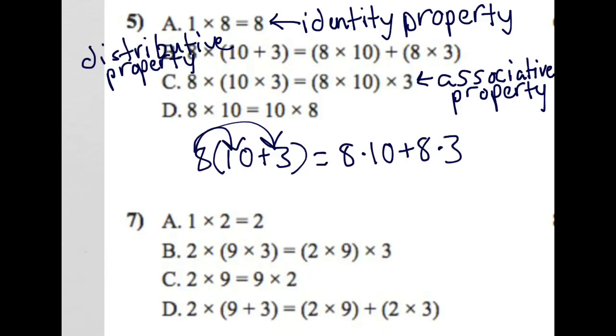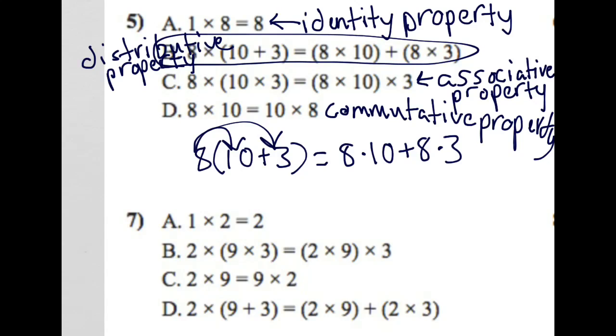And then the last one, letter D, 8 times 10 equals 10 times 8. When you switch the numbers around or you reorder them, that's called the commutative property. Because you commute or you move the numbers. So the distributive property is answer choice B.